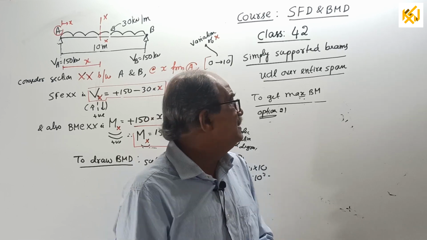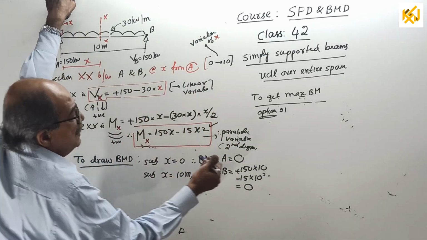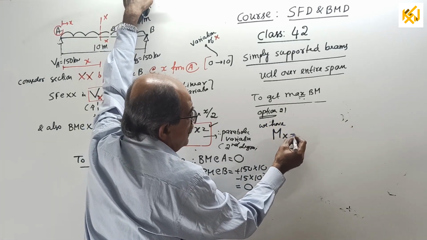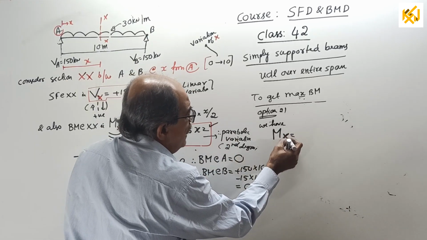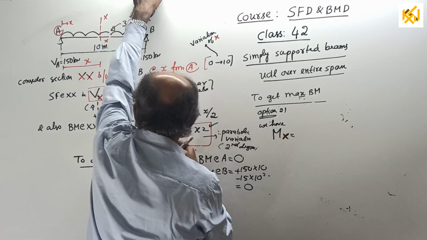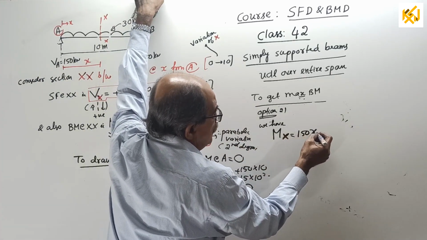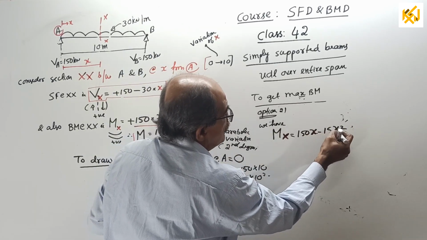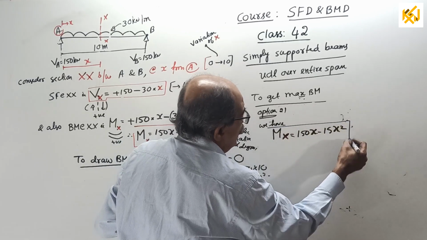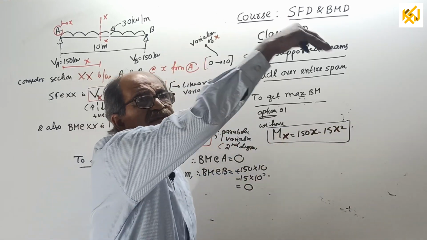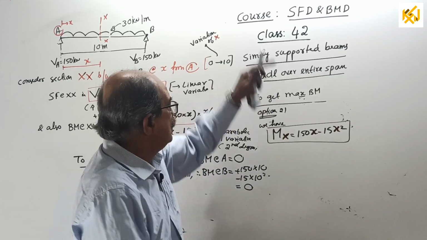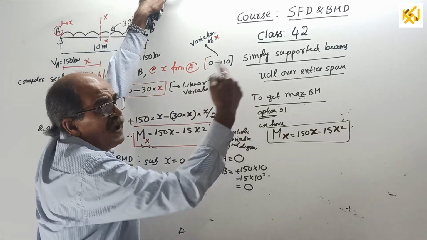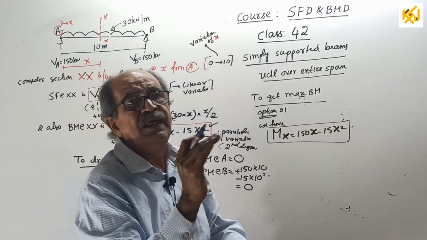We will use mathematics. We know the equation for BM here. Mx means bending moment at any section between A and B, equal to 150 into x minus 15 into x square. Already told, parabolic variation. When you put x equal to 0, you get 0. When you put x equal to span 10, again you get 0. In between, there is a maximum.